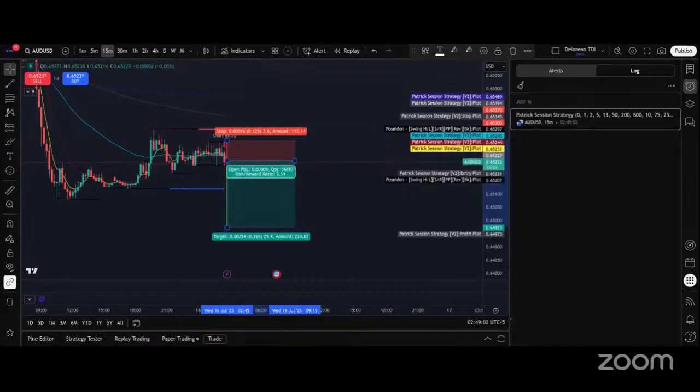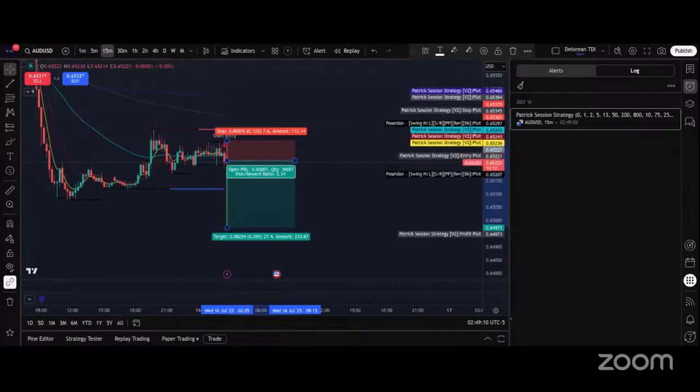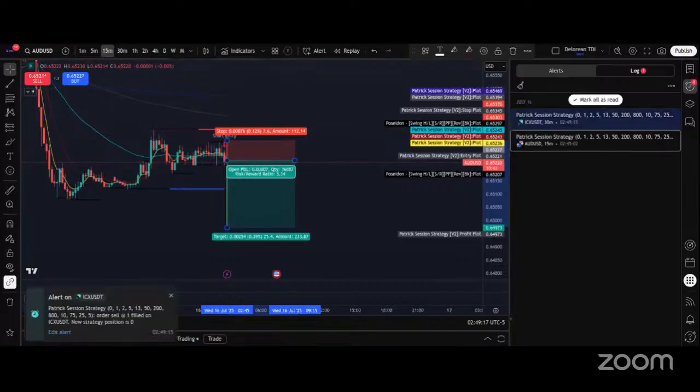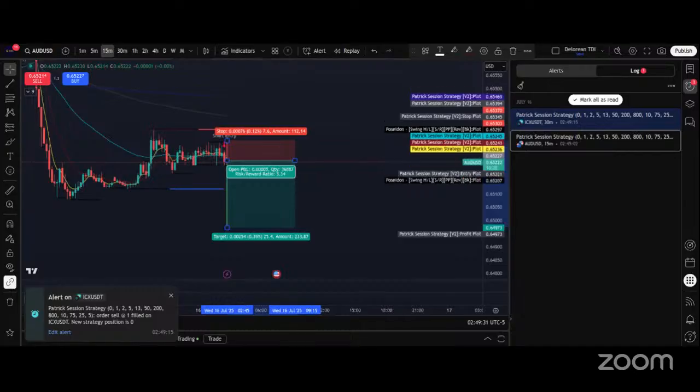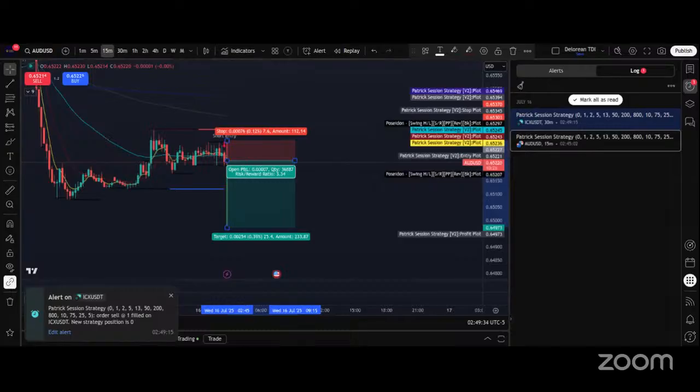And here's your next call. The Australian dollar versus the US dollar. 15-minute confirmation. Market execution sell. Entry price is 0.65227. Stop loss is 0.65303 for 8 pips. Take profit is 0.64973 for 25 pips and a risk to reward ratio of 3.34.